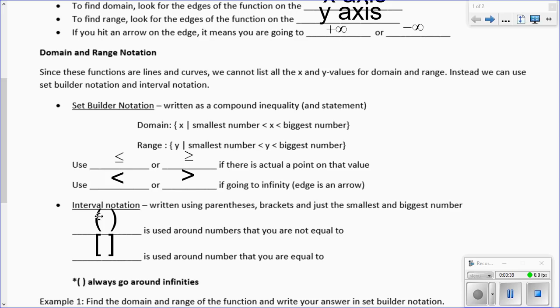Where brackets are used around numbers that we are equal to. Okay? Then you just write out the smallest, comma, biggest, and then put the correct parenthesis or bracket around it. Now, these could match. They might not match. So it's okay if you have a parenthesis in the front and a bracket in the back. That's totally fine. You will always have parentheses around infinity. So wherever you have an infinity, always put a parenthesis around it.